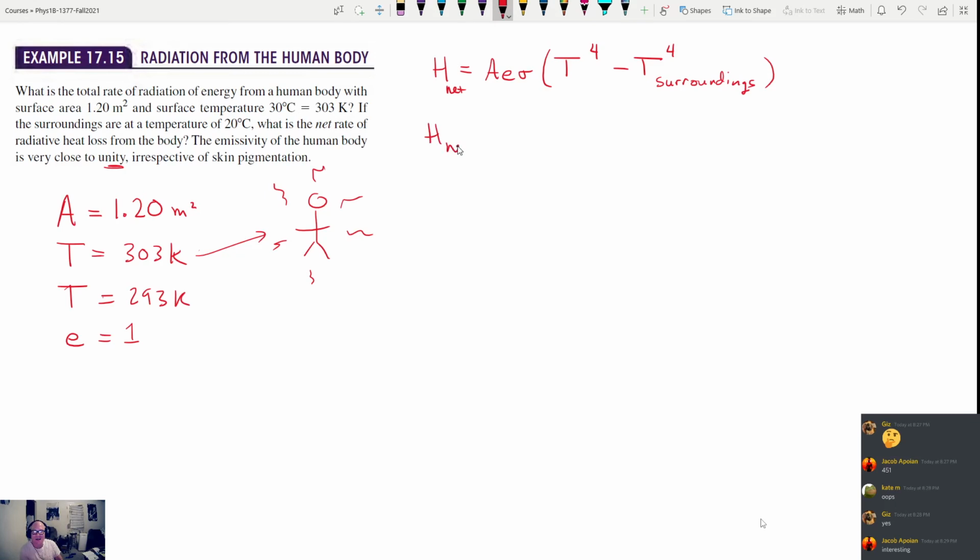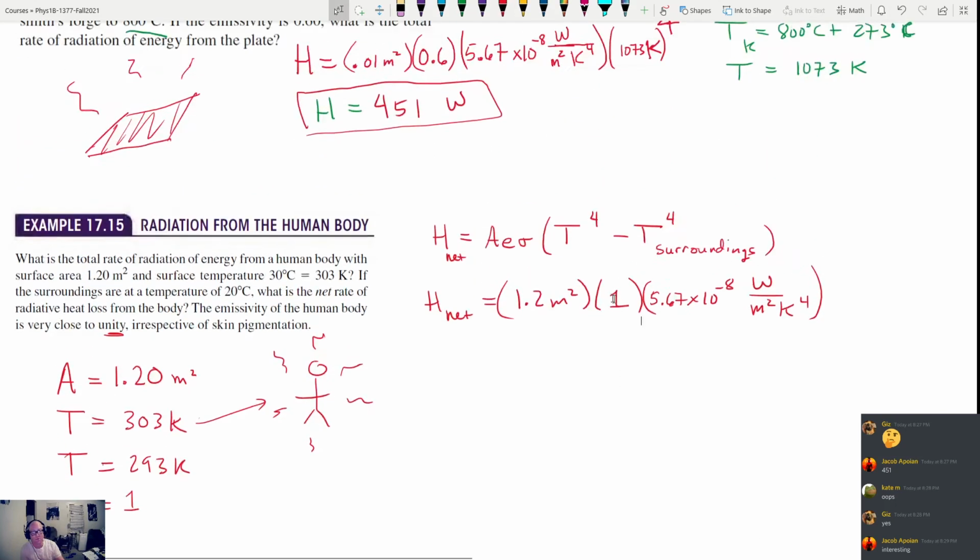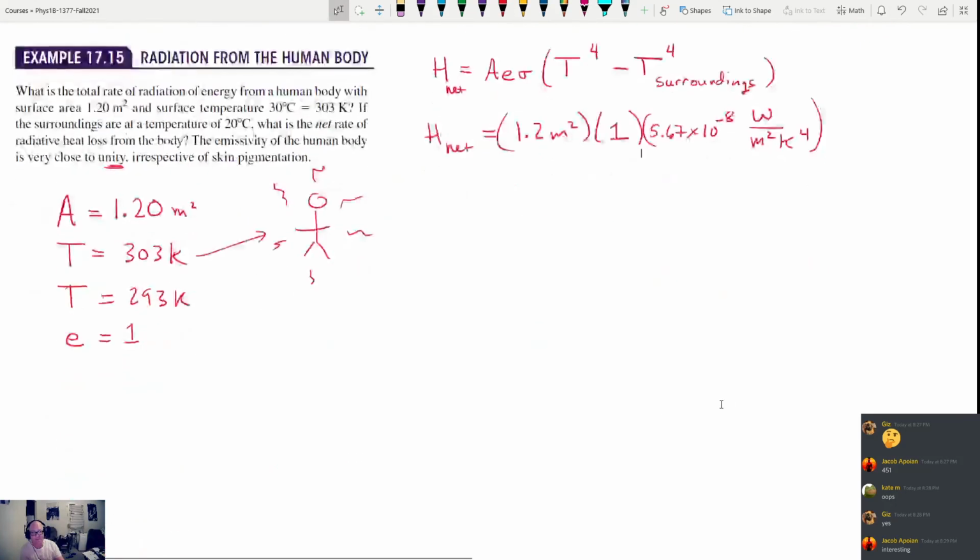Anyway, all right, H net is going to be equal to, then we just take the area of 1.2 meters squared. We multiply by the emissivity, which we're taking to be equal to 1. It said very close to 1. We could use 0.9, I'm just going to use 1. We put sigma in here, which was like 5.67 times 10 to the minus 8 watts per meters squared Kelvin to the 4th. I'll check to see if that's right. Yep, 5.67 times 10 to the negative 8. All right, and then multiply by... kind of run out of room, so let's shift this over a little bit.